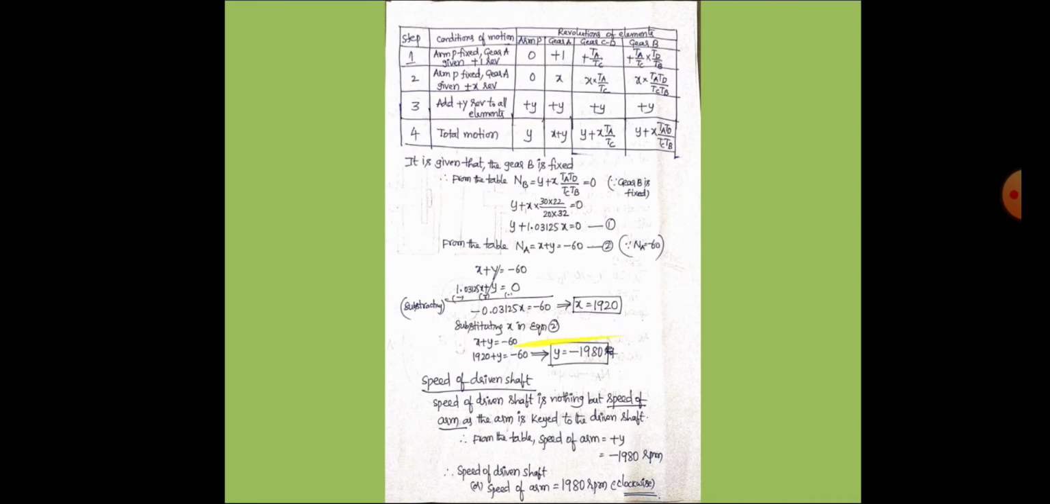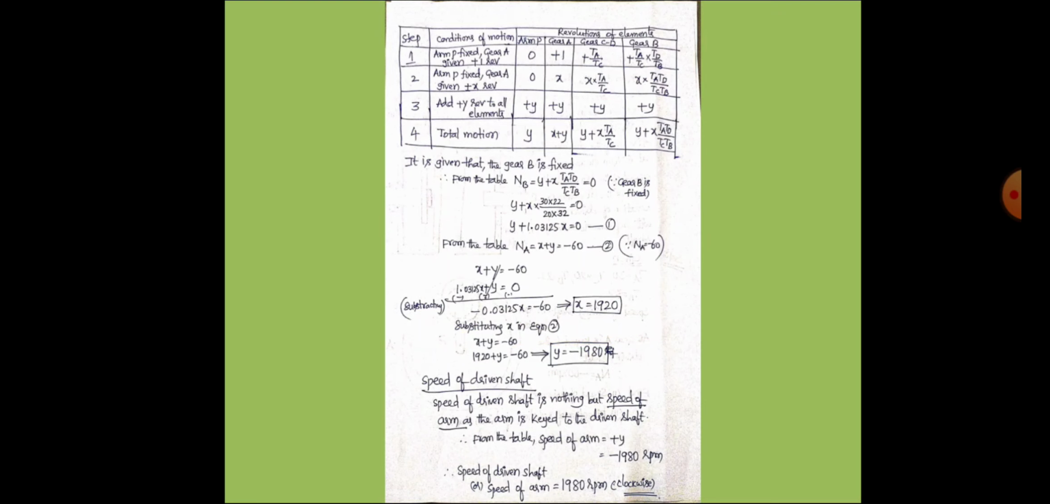And also the direction of rotation of the driven shaft, meaning in what direction it rotates, either clockwise or anti-clockwise. So I should find the speed of the driven shaft and its direction, which is nothing but the speed of the arm and its direction. To find this, let us first get ready with the tabular method by completing the table.